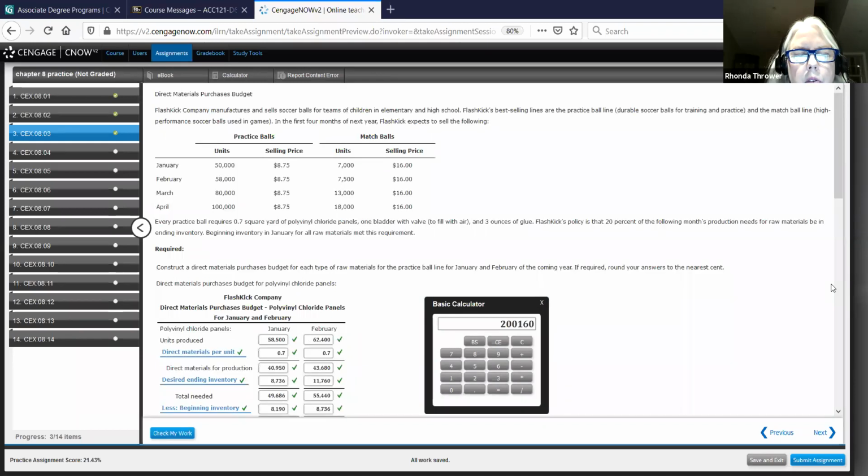So what you need to learn, class, is the format for the budget. Start with your sales budget. Your sales budget feeds into your production budget. Learn your production budget. Your production budget feeds into your direct materials purchases budget. Learn the direct materials purchases budget. And this is how we go about doing part of the operating budgets. There are lots of different budgets that we're going to be covering in this chapter. So if you'll take them one at a time and learn them in order, you'll be better off.